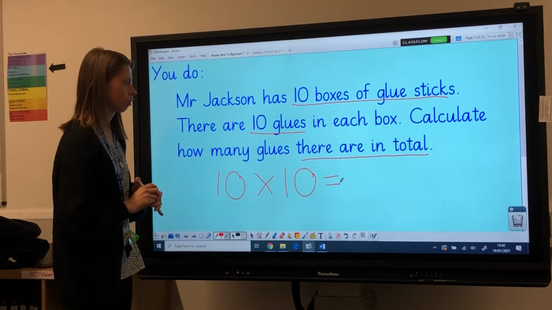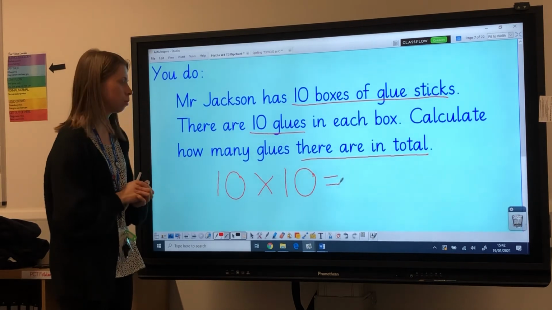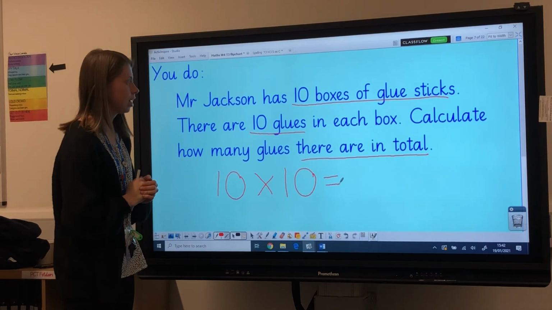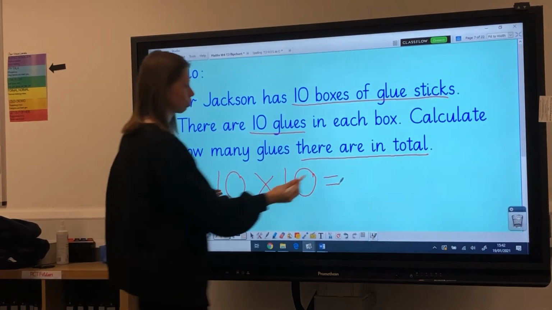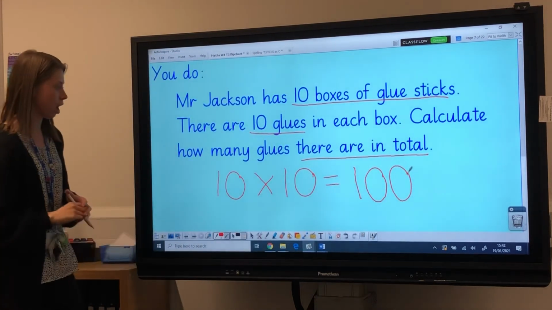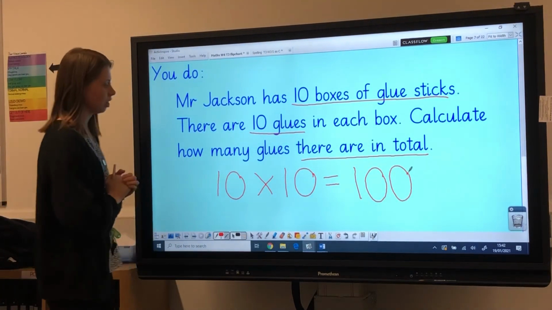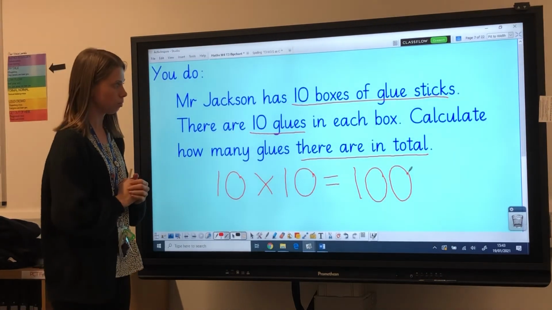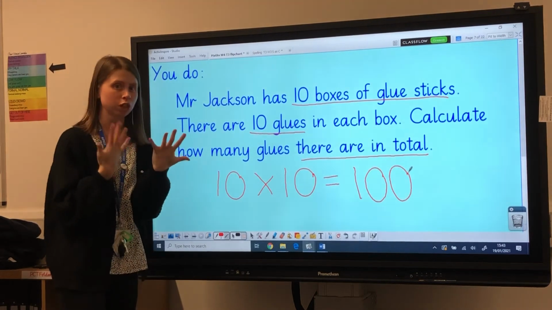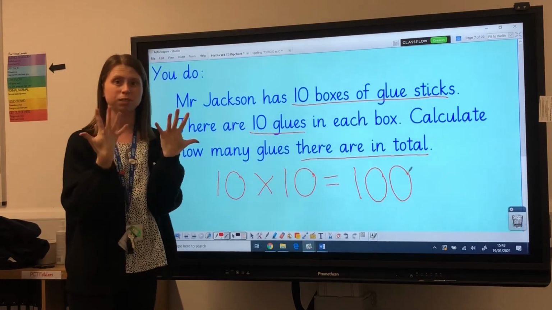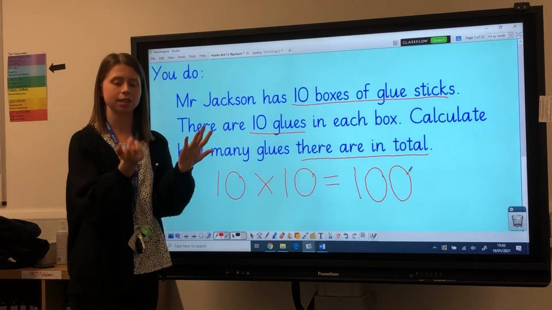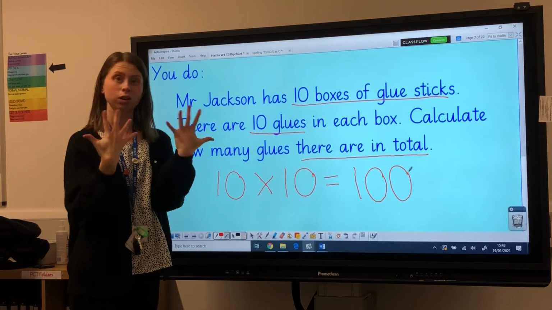Now, what does that equal? I wonder if you can shout the answer out at home. 10 times 10 is 100. You're right, it's 100. Now, you could draw the array to help you work it out. I've kind of run out of space on my board, and doing 10 lots of 10 would take me quite a while. But with your 10 times table, you could do it on your hands. So I'll show you again. We can count up in tens until we're holding up 10 fingers. Ready? 10, 20, 30, 40, 50, 60, 70, 80, 90, 100. That's a lot of glue sticks, isn't it?